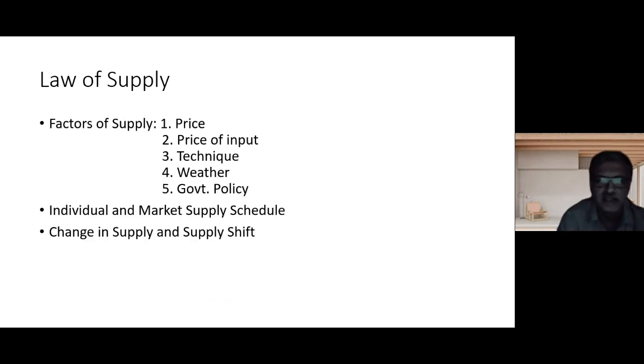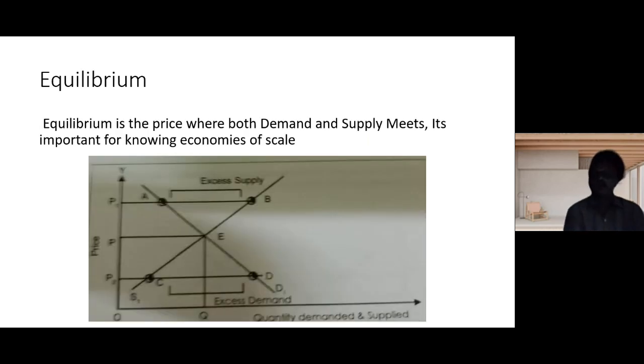Then the entire curve shifts either upward or downwards, right? That we call shift in supply. Okay. Then we talked about what is the equilibrium stage. Equilibrium stage is a price and quantity where the demand curve and supply curve meet.